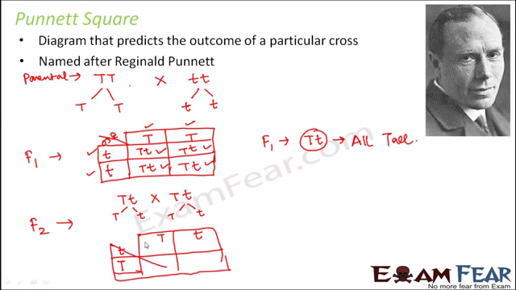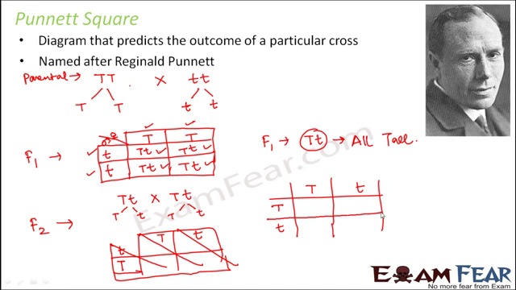I think I prepared it in the wrong way. Let me draw it correctly. So this is capital T small t, and here you have again capital T and small t. So this is how you have to draw it. There I incorrectly wrote it in the same row. Clear?